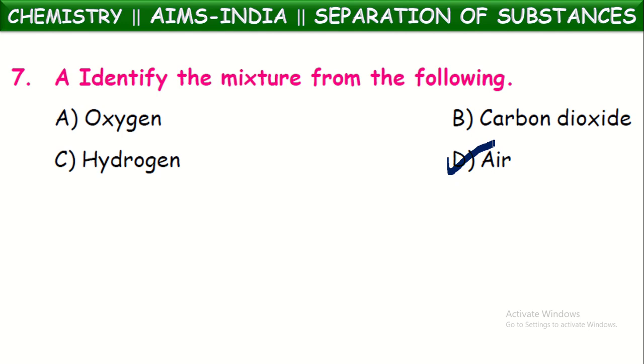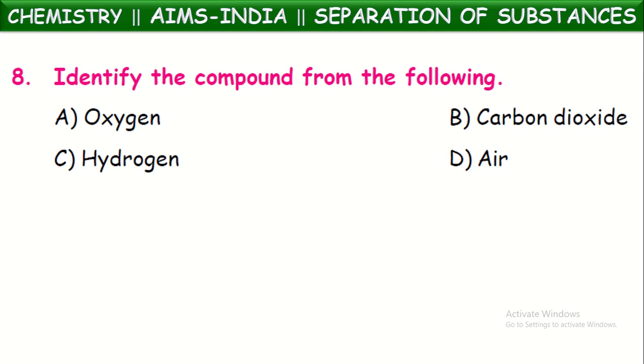For example, atmospheric air contains different gases like nitrogen, oxygen, carbon dioxide, isn't it? These gases are all present in the atmospheric air. So we can say air is a mixture. Next one. Identify the compound from the following. Which is a compound among these? The same options are given here.